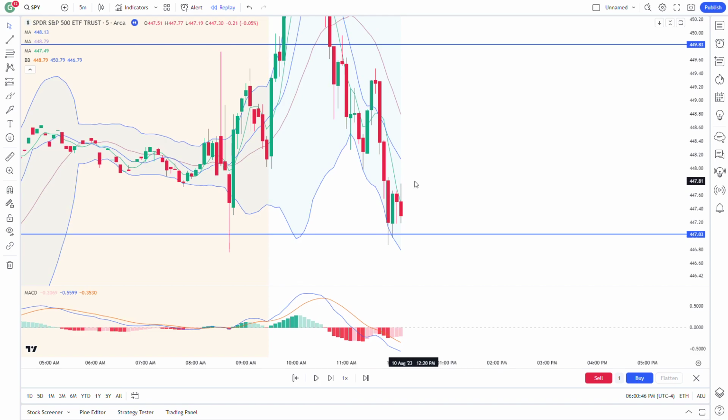Now, I also want to point out, I know you guys are tired of hearing this, that we know how head and shoulders trade. We know they're going to give us some really strong move.